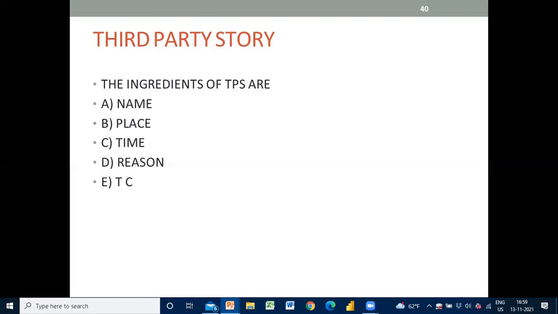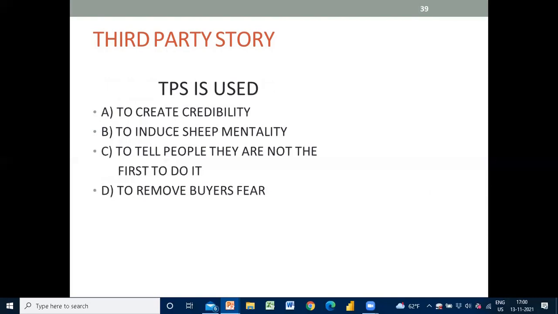Okay, so let me give you the recap again for the third party story. It is A, to create credibility, B, to induce sheep mentality, C, to tell people they are not the first to do it or to buy it, and D, to remove buyers' fear. Understood?